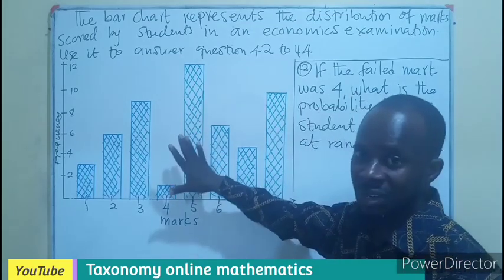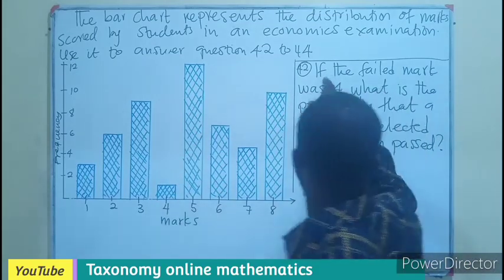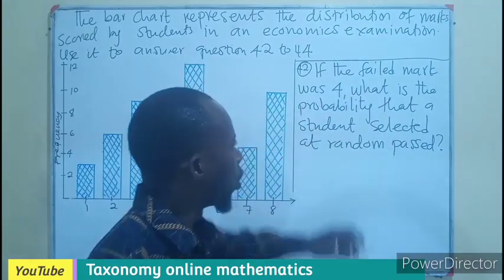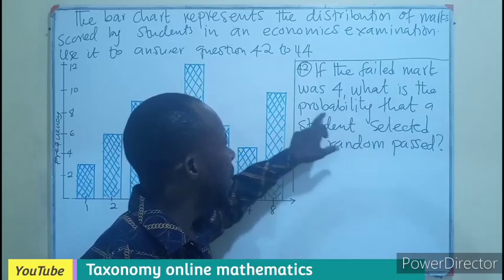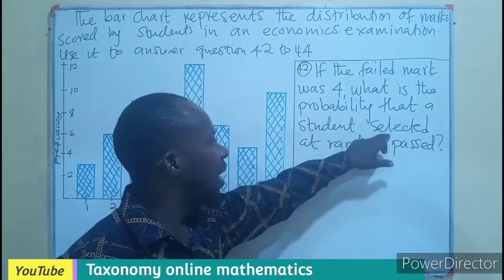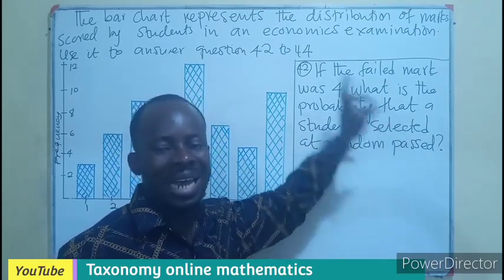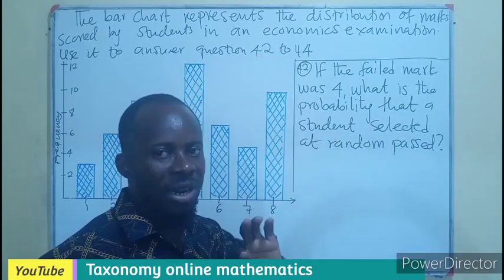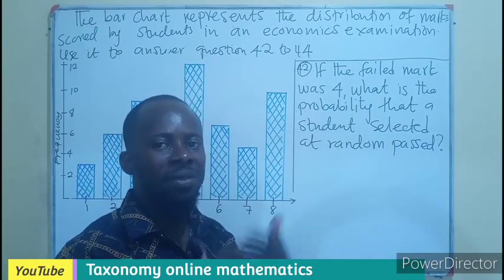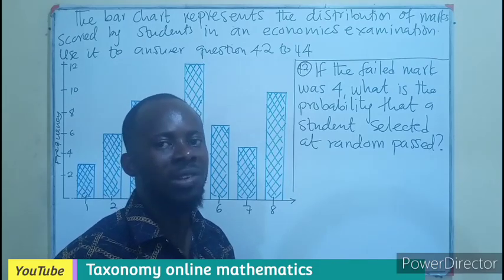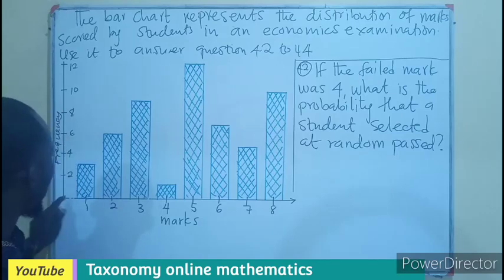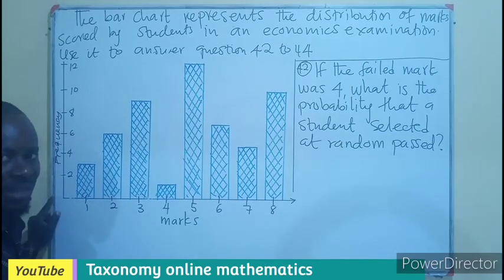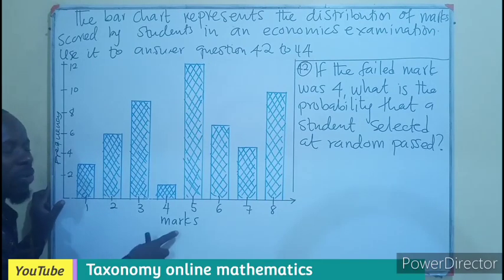Now the first question based on this is that if the fail mark was 4, if those who had 4 marks failed, what would be the probability that a student selected at random passed the examination? We know probability is based on the number of events over total number of sample space. So first of all, to find the sample space, it means we need to find the total frequency. And how do we get the total frequency? The total frequency is based on the marks.